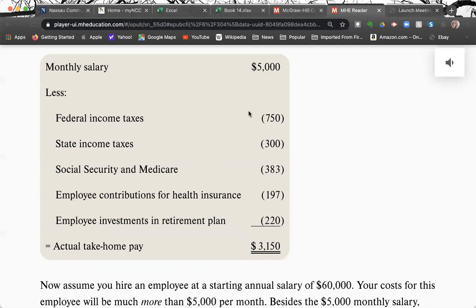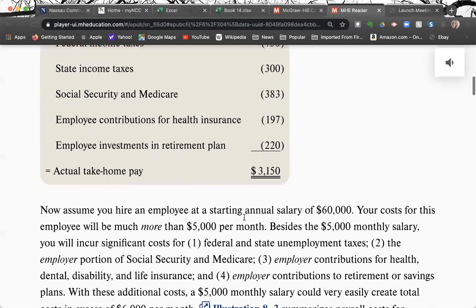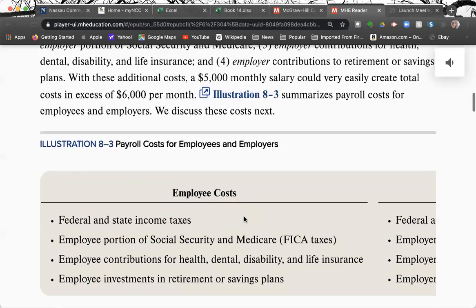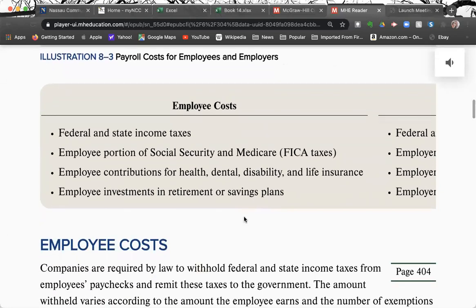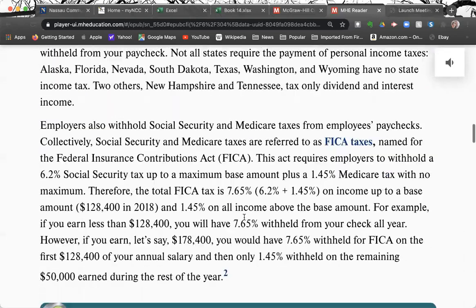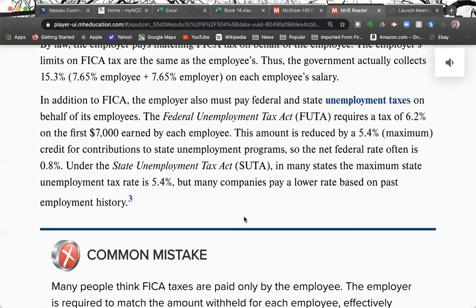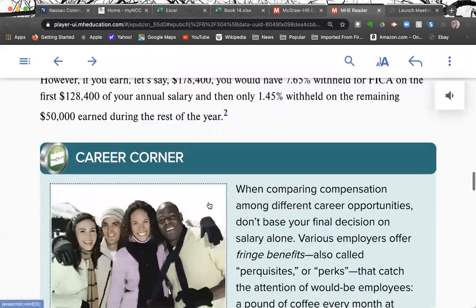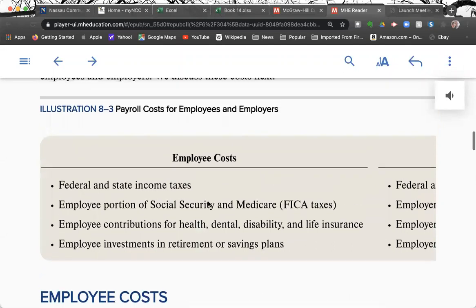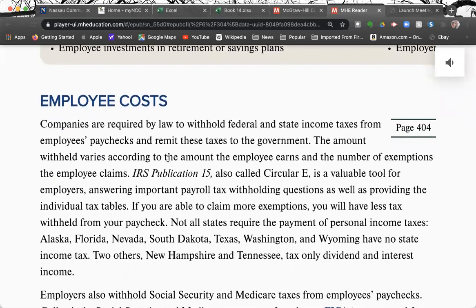So these are all the amounts that they took out. Federal tax, state tax, Social Security tax, health insurance, investments. So how do we translate that into a journal entry? Now, what we just saw, all those amounts that come out of your paycheck, those are what are called employee costs.